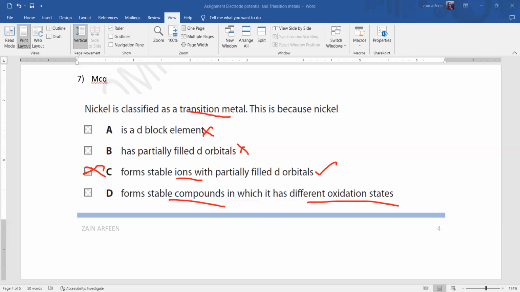Why is statement D incorrect? Because elements can form stable compounds with different oxidation states, but that does not mean they are transition elements. To be a transition element, they should form a stable ion with a partially filled d orbital.